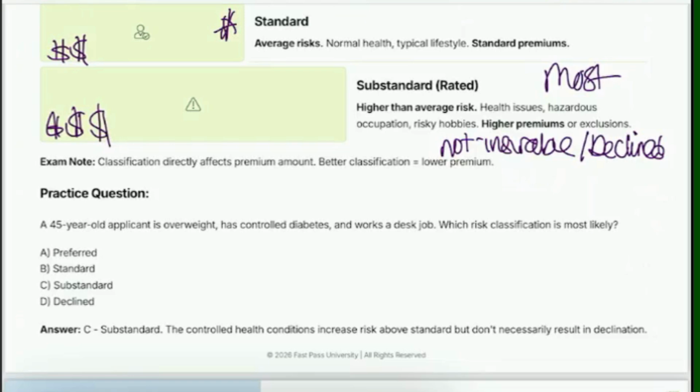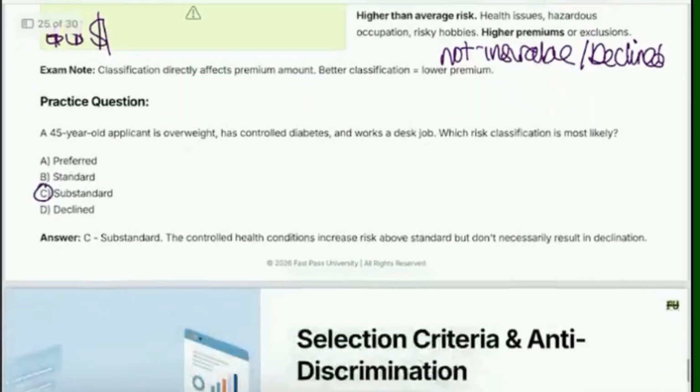So, a 45-year-old applicant is overweight, has controlled diabetes, and works at a desk job. Which risk classification is most likely? And it's going to be C, substandard. The controlled health condition increased risk above standard, but not necessarily result in declination. They said which one is most likely, right? It's going to depend on which company, right? You don't have to be sitting there underwriting things for your insurance exam. These are done in the underwriting department by underwriting specialists. If that's the field that you go into, awesome, but it's just wanting you to understand the concepts.